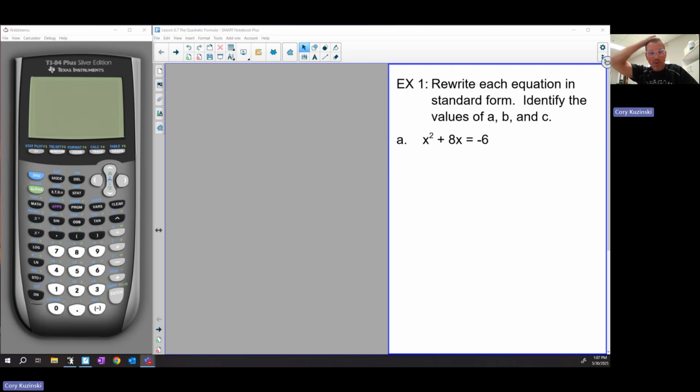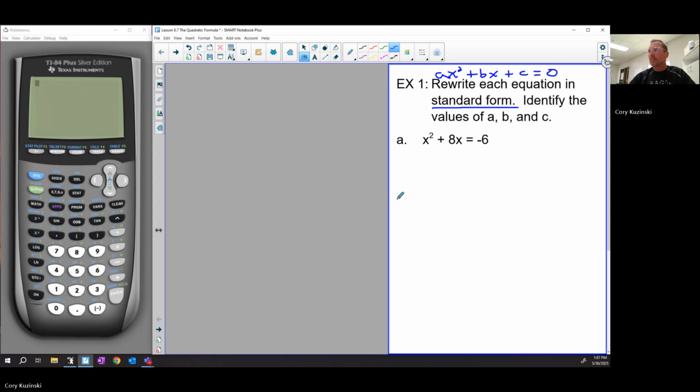Quadratic formula, yet another way to solve a quadratic equation. All right, let's break some things down here first. Let's define what standard form is. Okay, we've seen standard form, but I think we need to talk about it just a little bit more. It is ax squared plus bx plus c equals 0, or y, whichever one.